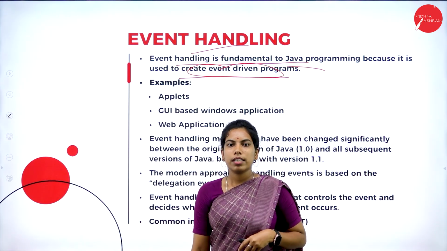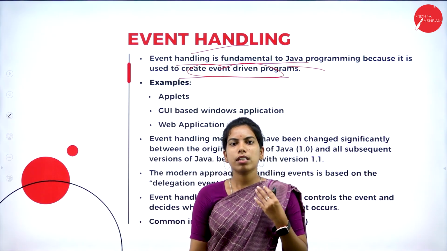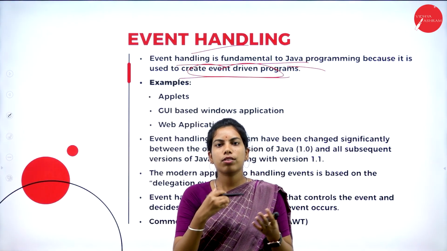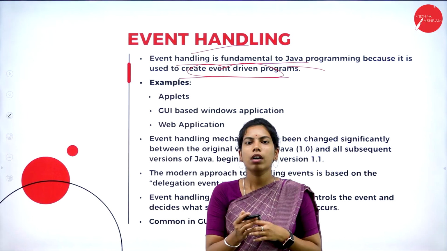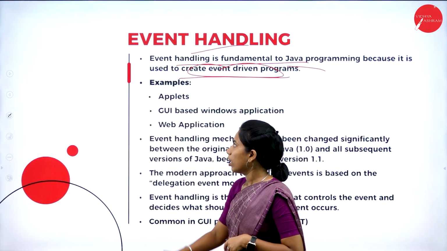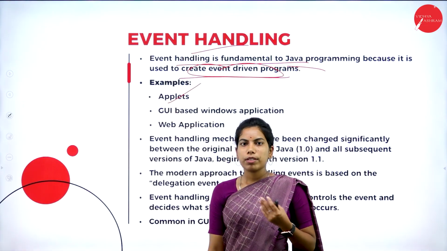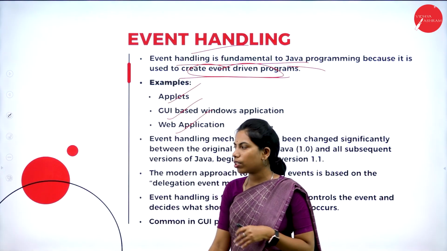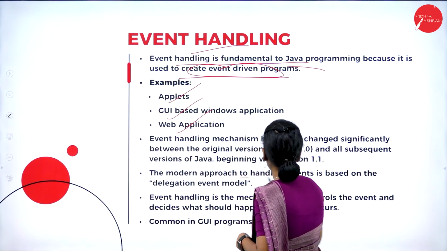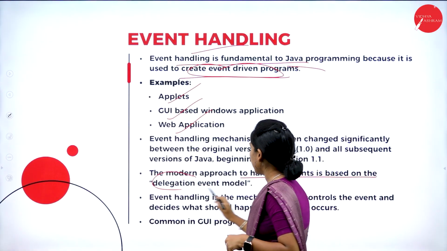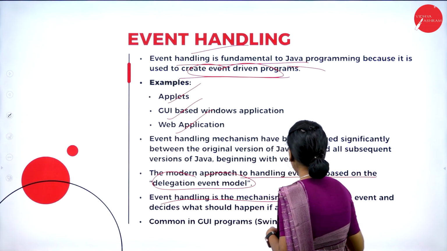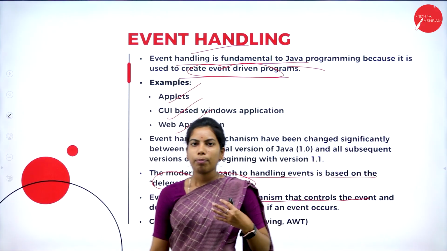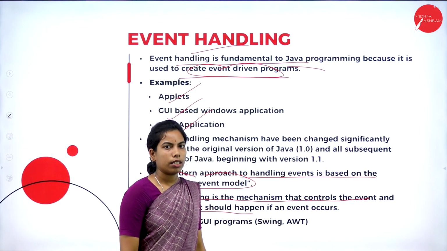So event handling is nothing but a publisher subscriber model. When an event occurs, the subscriber has to listen to the event and interact with it. Examples of event handling are applets, GUI based, and also web applications. For handling events, we use the delegation event model. Event handling is the mechanism that controls the event and decides what should happen after the event occurs.